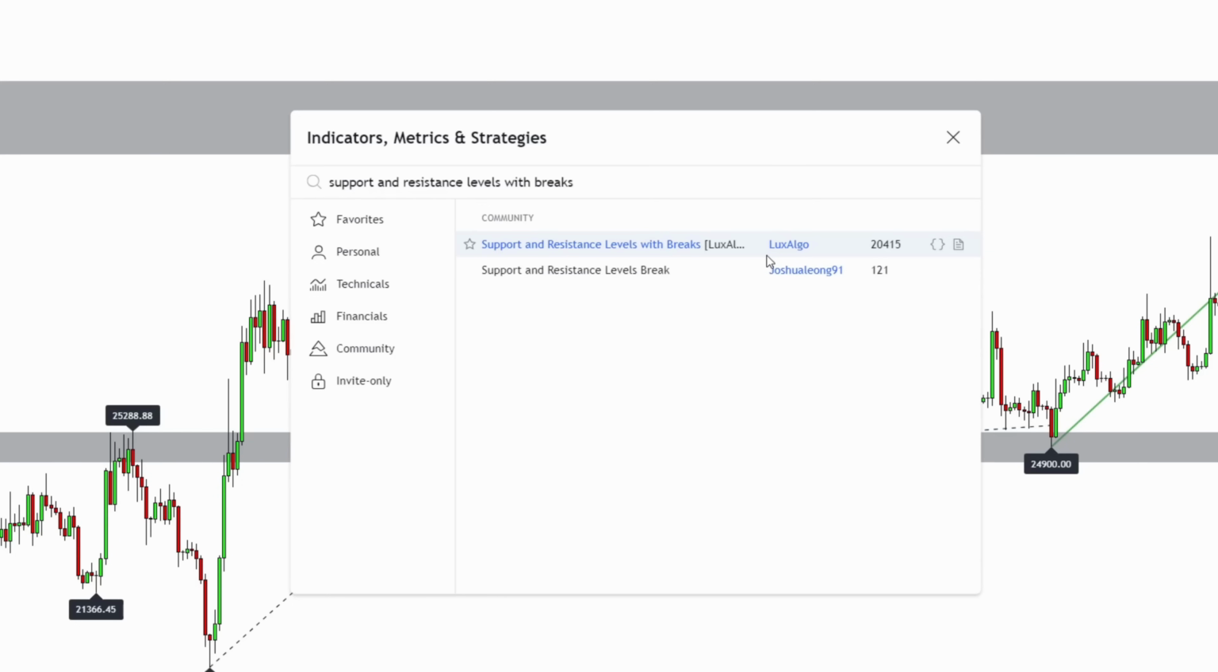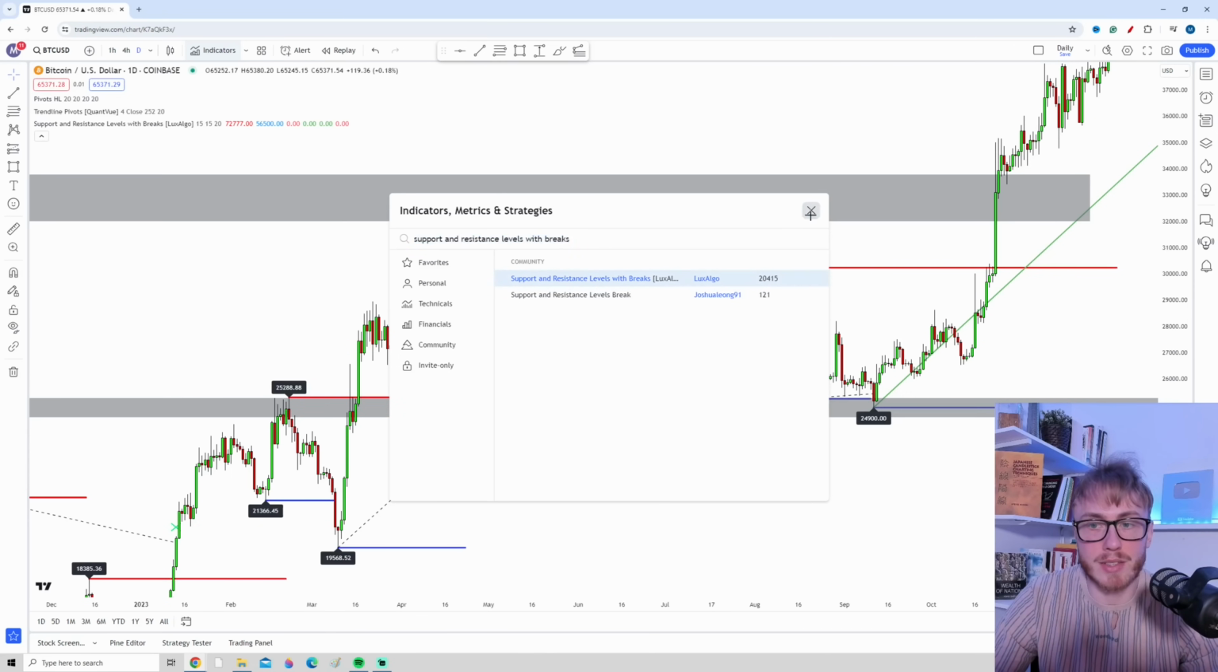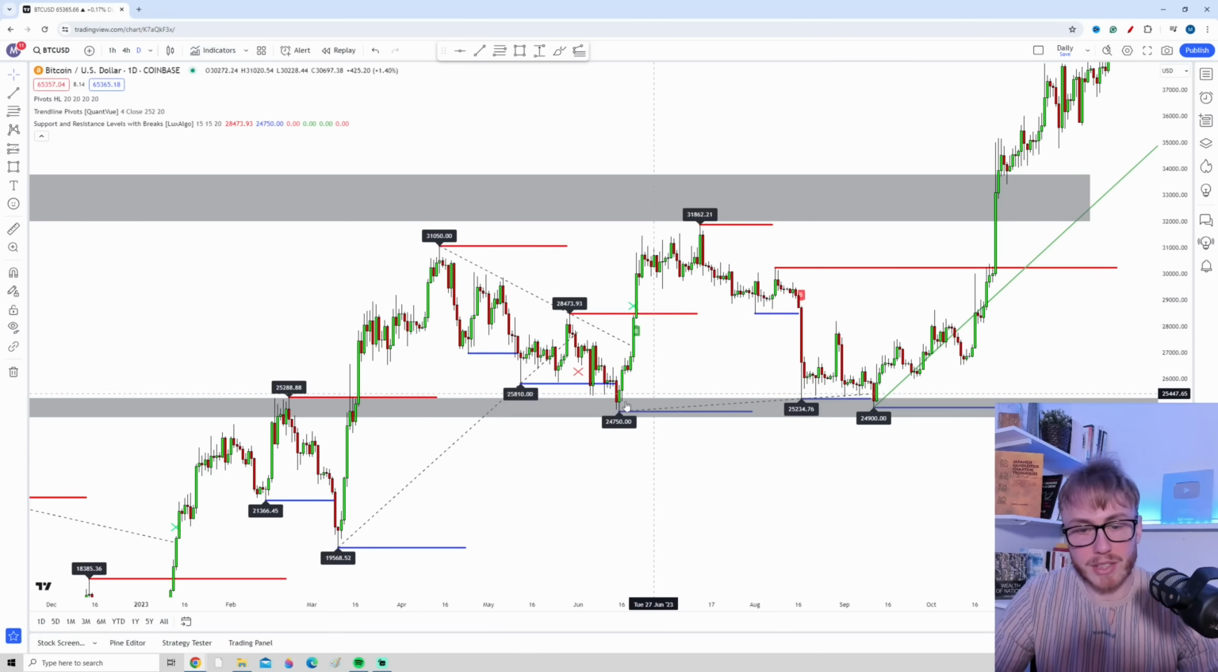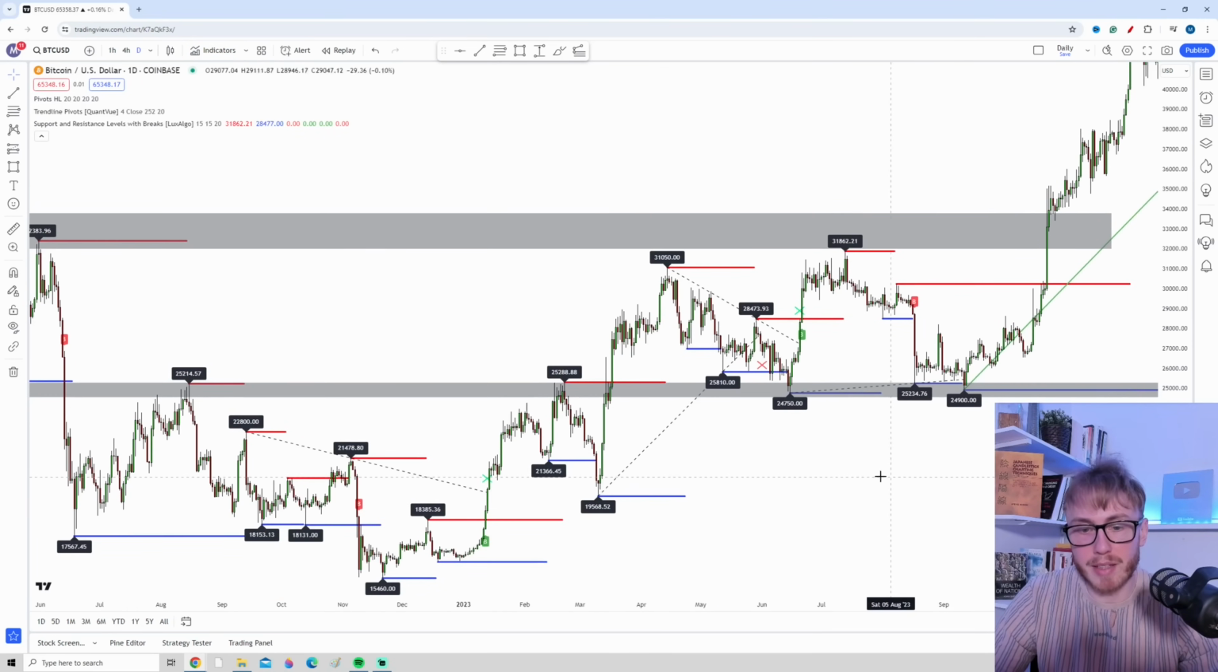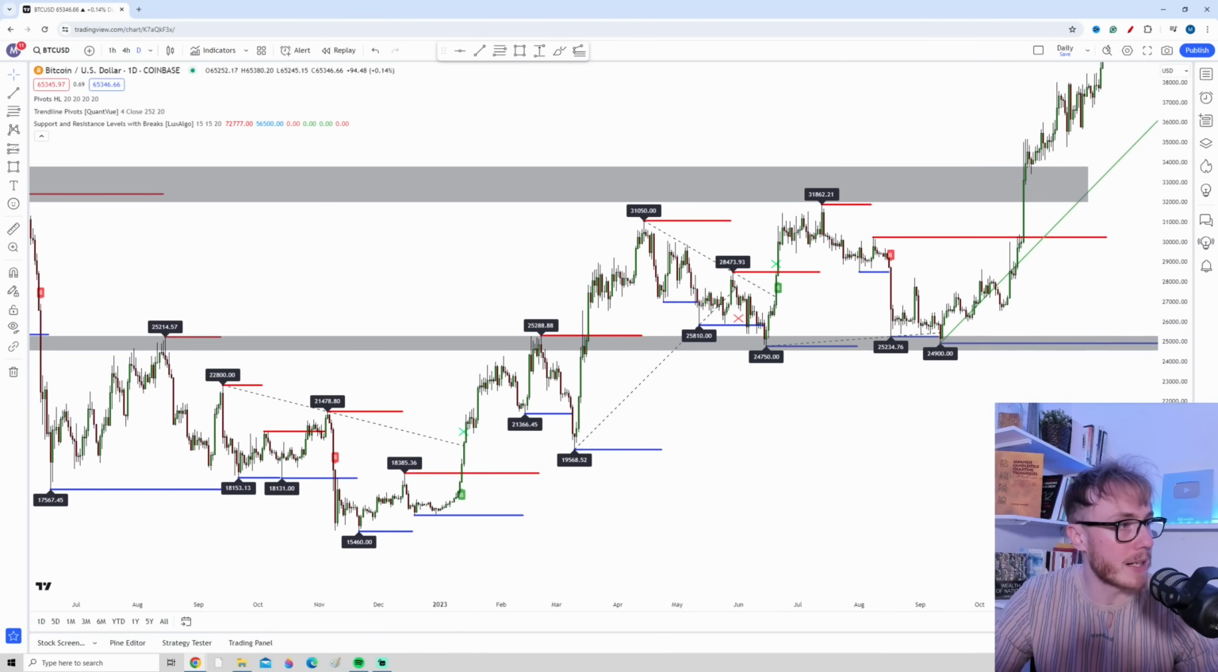LuxAlgo is a famous creator of TradingView indicators. You can see that this one is very popular by this number right here. But we want to open this one up. And now, as you can see, multiple different blue and red lines have appeared here on the chart. The red lines are potential resistance levels, and the blue lines are potential support levels.